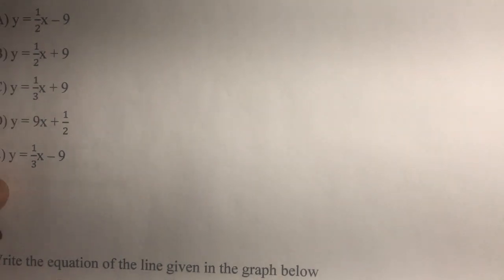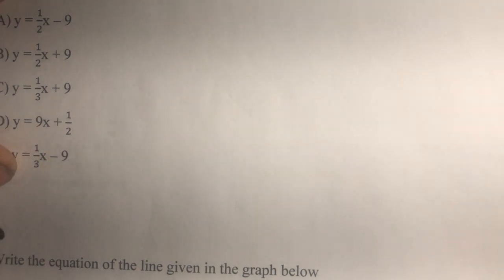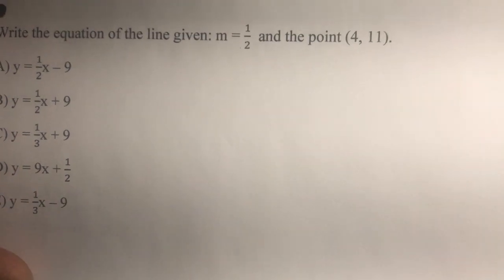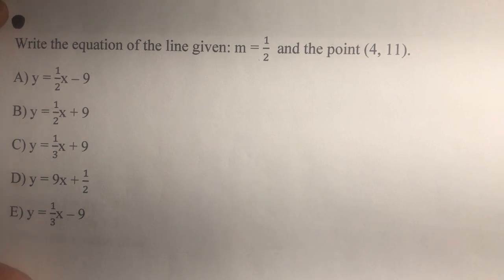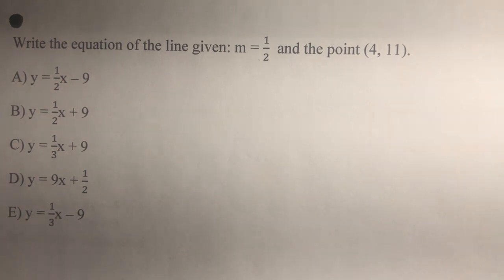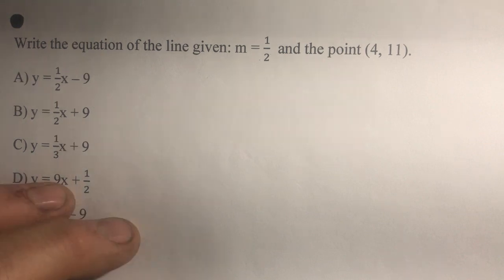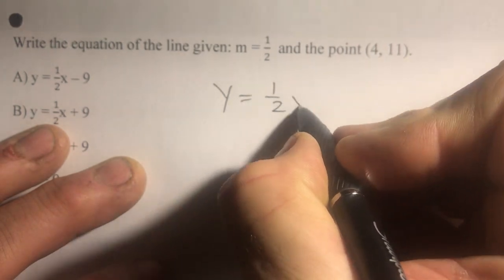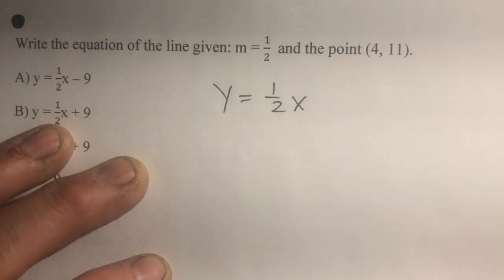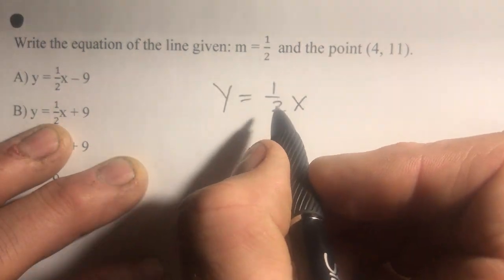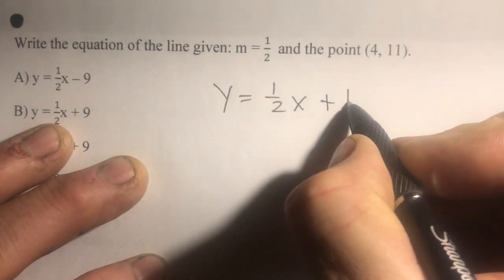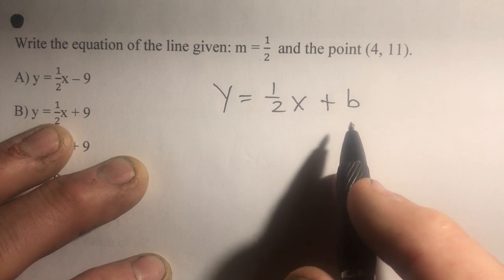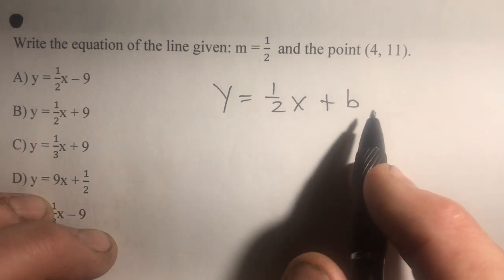All right, find the equation of the given line with the slope being 1/2. Okay, let me get it on the screen here. And you've got this point, 4, 11. Find the equation of the line. Since the slope is 1/2, it's going to be y equals 1/2 times x. But now the y-intercept, I don't know that one, so that's b. b is the y-intercept. I need to figure out what the y-intercept is.